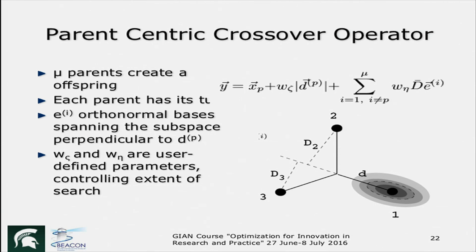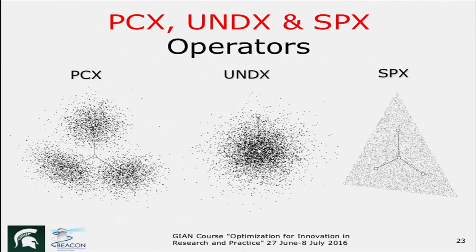So I can create children around it because they are better than at least something. Now if you come and say I'm going to do a mean-centric, so this one, there are operators, maybe I have it next. So this is PCX. If you apply it on all the three, I'm showing how the distribution will look like of children. This is another one called UNDX, proposed by some Japanese researchers some years ago.